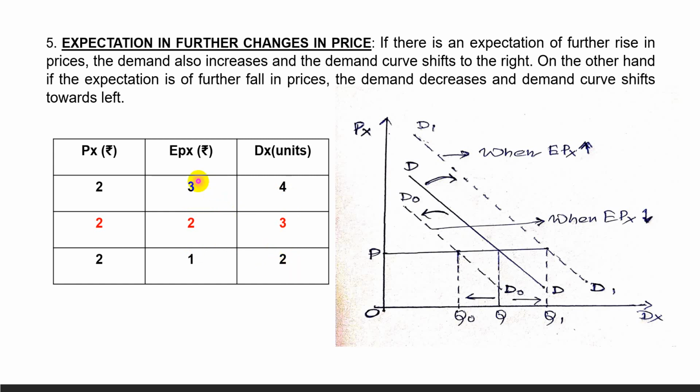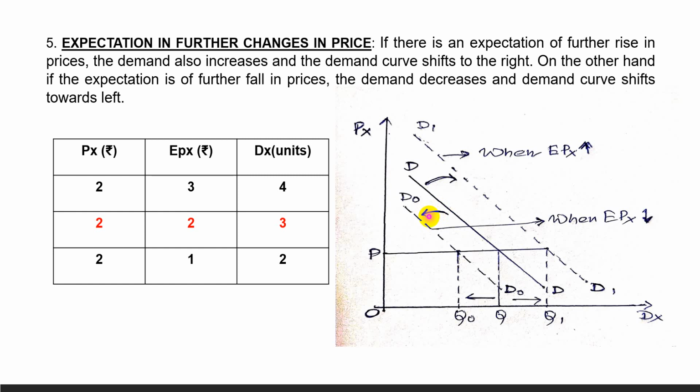So when the future expectation regarding change in price is positive, that is increase, then the demand for the commodity will increase and the demand curve will shift towards right, showing increase in demand from OQ to OQ1 at a given price, OP, which means 2. And if the consumer expects that the price will fall in future, then at a given price, the consumer will demand less, means demand decreases, and the demand curve DD will shift towards left to D0.